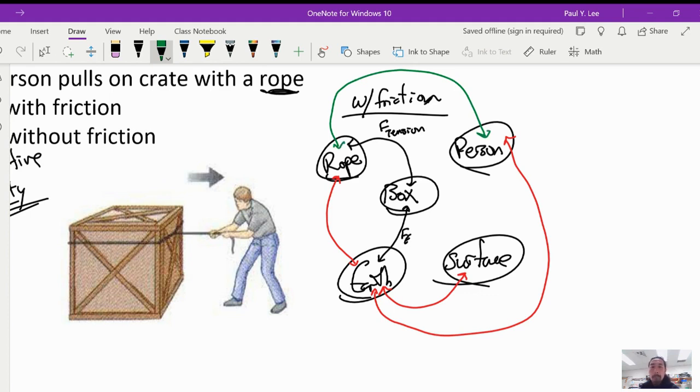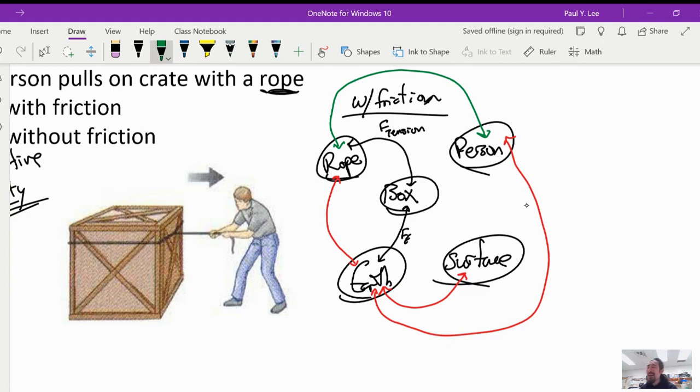Okay. What about the rope and the surface? Are the rope and the surface interacting? If you take a look at the picture, the answer is no, because the rope's not on the floor. Okay. What about the person? All right, so is the person interacting with the box? And the answer, and this is what I mean by the transitive property, the answer is no. The person is not interacting with the box. The person is not touching the box.